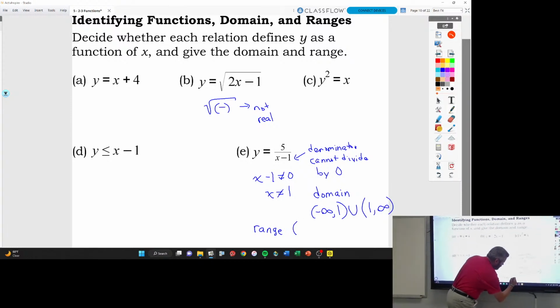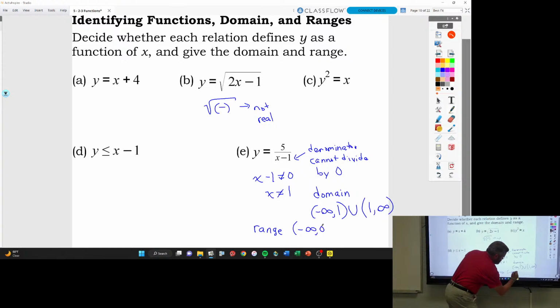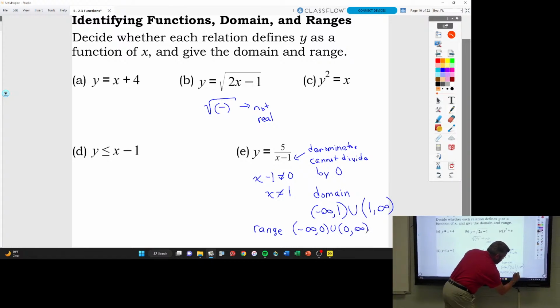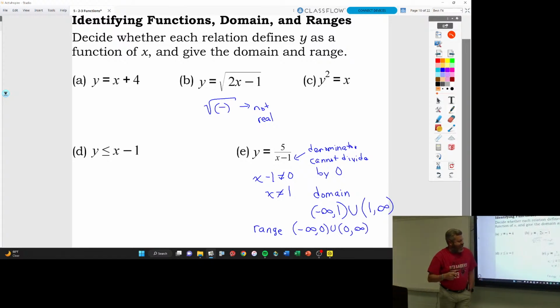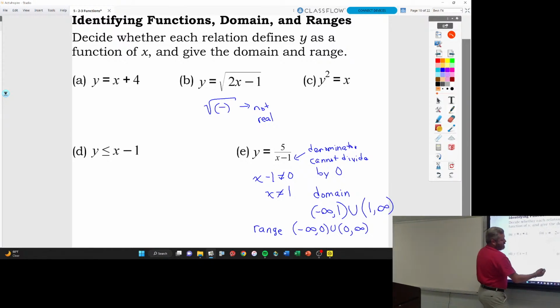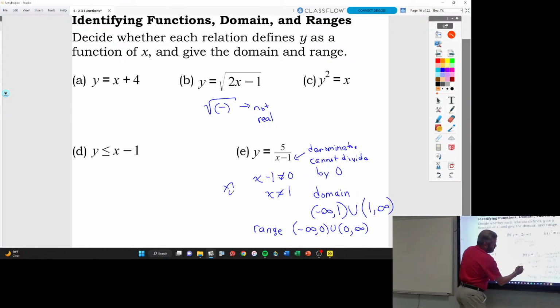So the range is everything except 0. So the range is from negative infinity to 0, union 0 to infinity. And again, we use parentheses because it cannot equal 0, and this guy is in fact a function.